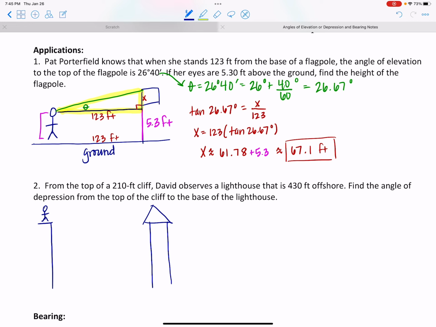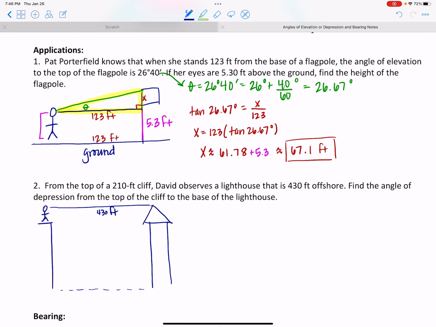There's my lighthouse, and again, that's 430 feet offshore, so I know the distance down here is 430 feet, which means the distance here is also going to be 430 feet. Now I'm going to go ahead and label it up here, because that is going to give me my horizontal line of sight. Okay, so there's 430 feet there.